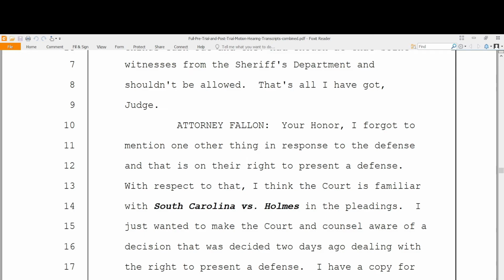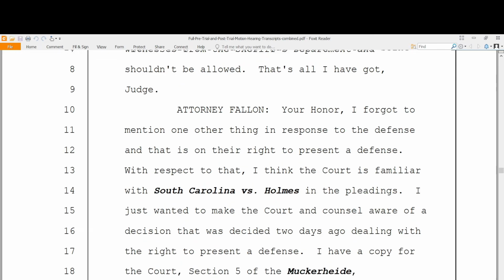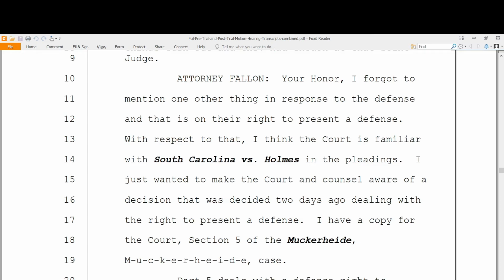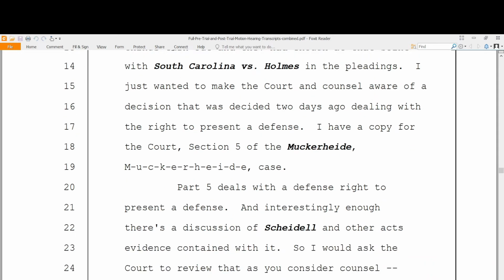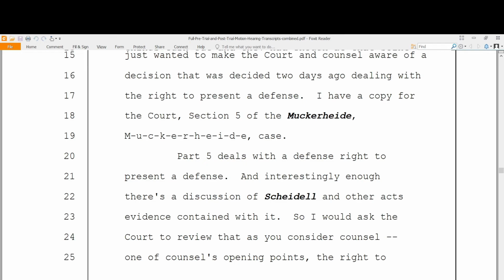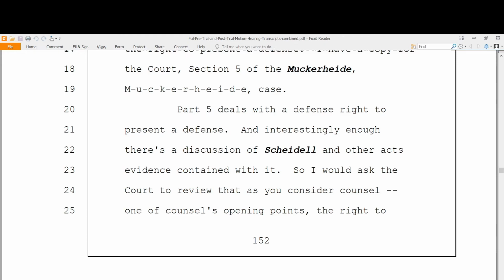Attorney Fallon: Your Honor, I forgot to mention one other thing in response to the defense, and that is their right to present a defense. With respect to that, I think the court is familiar with South Carolina versus Holmes and the pleadings. I just wanted to make the court and counsel aware of a decision that was decided two days ago dealing with the right to present a defense. I have a copy for the court, Section 5 of the Muckerheide case. Part 5 deals with the defense right to present a defense. And interestingly enough, there's a discussion of Shido and other acts evidence contained within it.